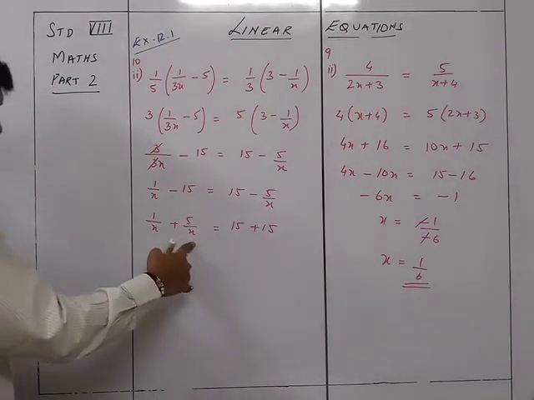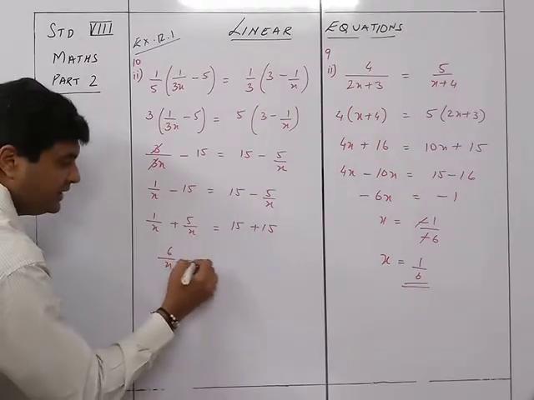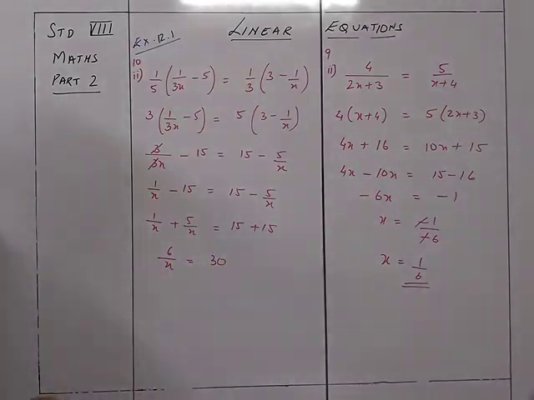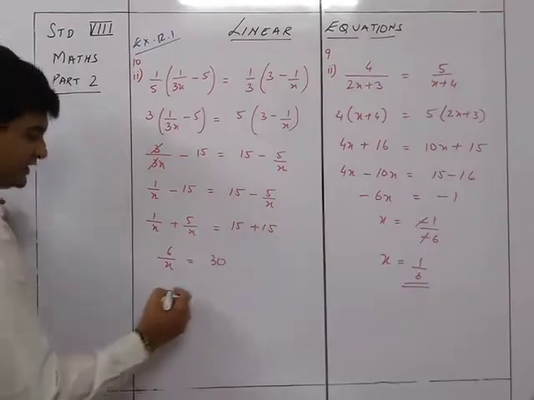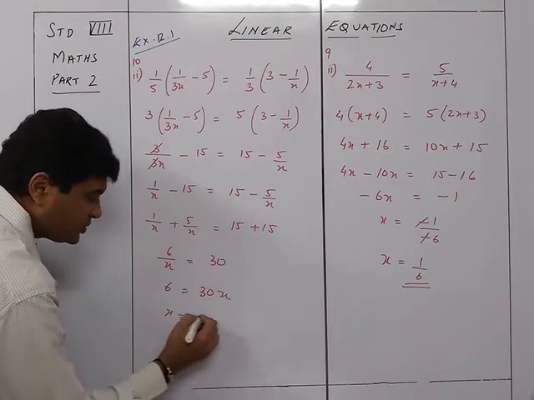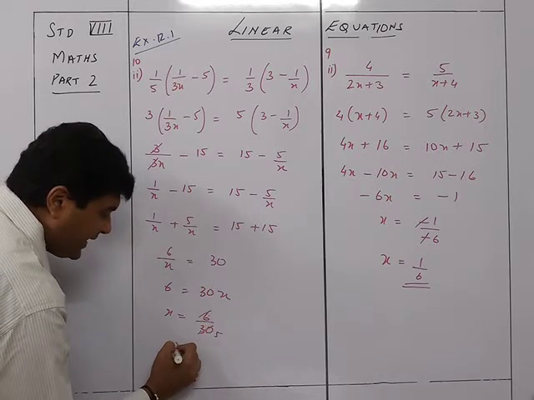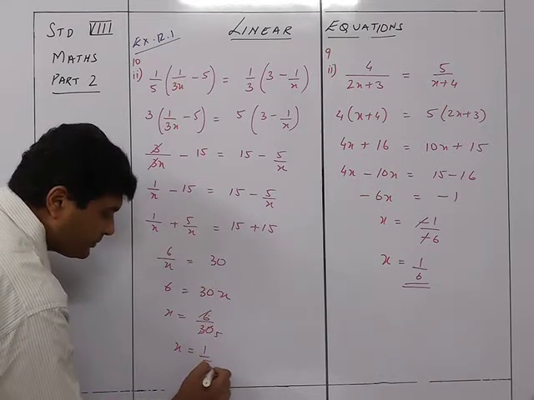LCM is the same x, so it will be just addition, so 6 upon x is equal to 30. Bringing the x on this side, it will be 6 is equal to 30x. So x is equal to 6 upon 30, that is nothing but x is equal to 1 upon 5.